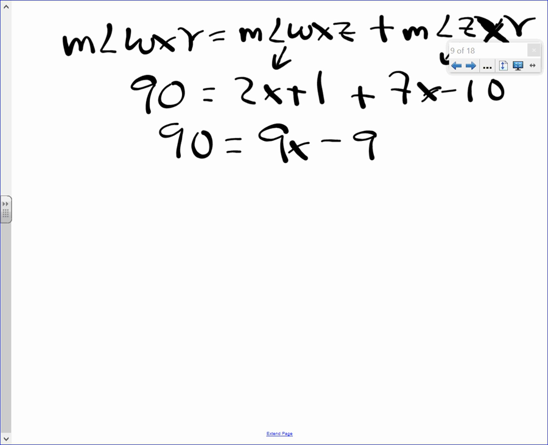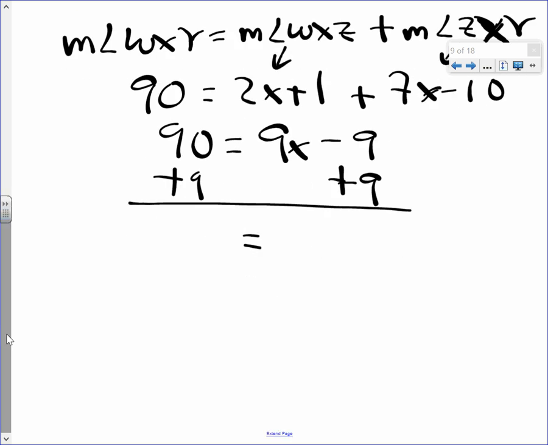Careful. What operation is that? That's subtraction. What's the opposite of subtraction? Add, to both sides. Whatever you do to one side of the equation, you have to do to both. I bring down the equal sign. Bye-bye to that. I've got 9x equaling 99.